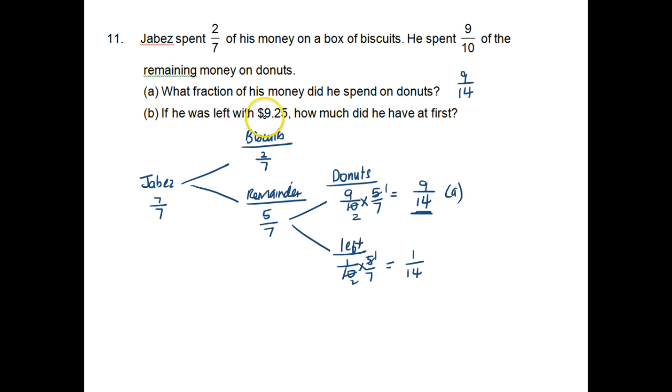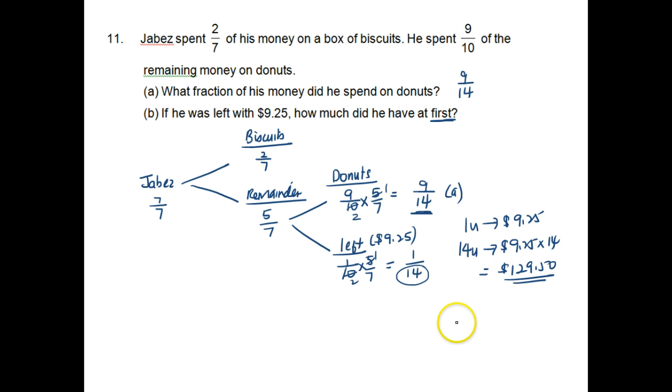If he was left with $9.25, so left with $9.25, so my 1 unit is $9.25. How much did he have at first? At first will be my 14 units. So 9.25 times 14, and it would be $129.50.